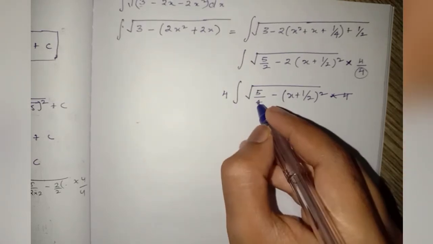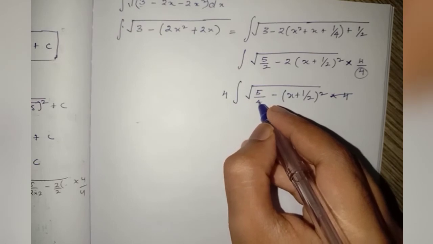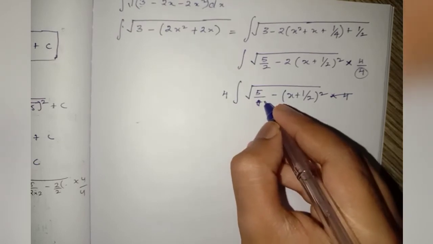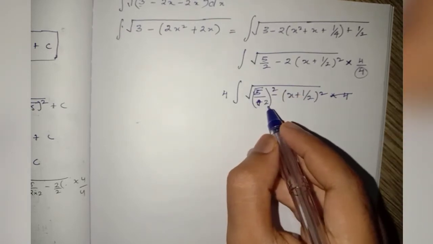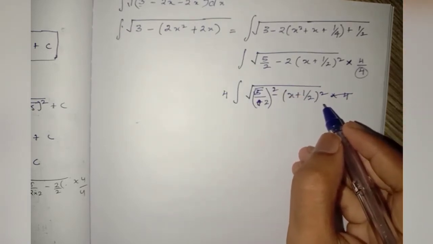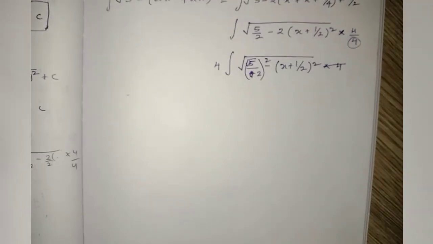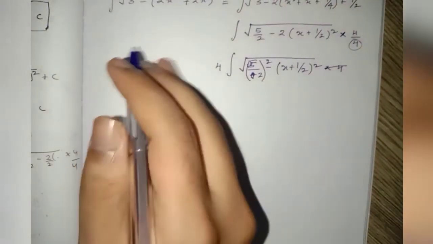Okay, now if we make this also in the form of a square, we get root 5 by 2 squared minus x plus 1 by 2 squared. So this is the final equation which we get. Now we will apply the formula.